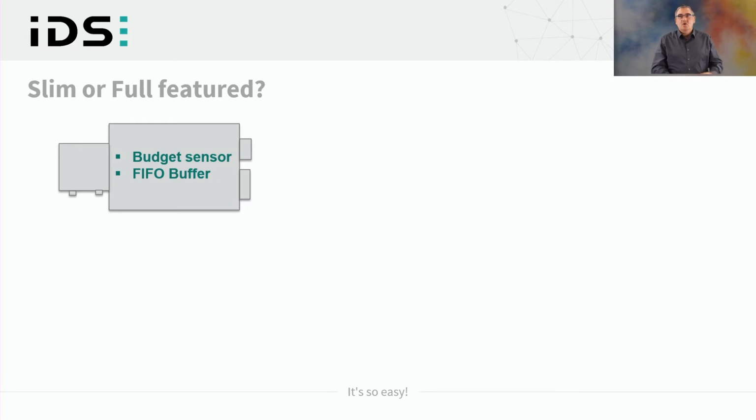Let's compare a full-featured camera to a slim camera. What is the best choice? A slim camera's components are a budget sensor and a FIFO buffer capable of collecting some image lines before transferring the data.